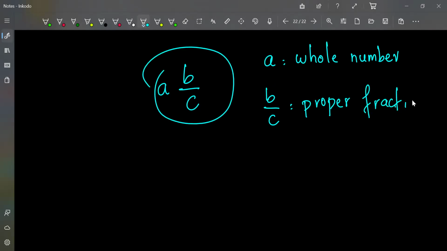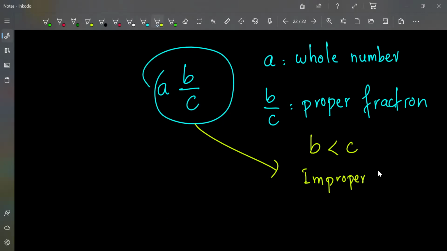What is a proper fraction? A proper fraction is a fraction where the numerator is less than the denominator. It means B is less than C. And when you convert a mixed number into a fraction, it always becomes an improper fraction.